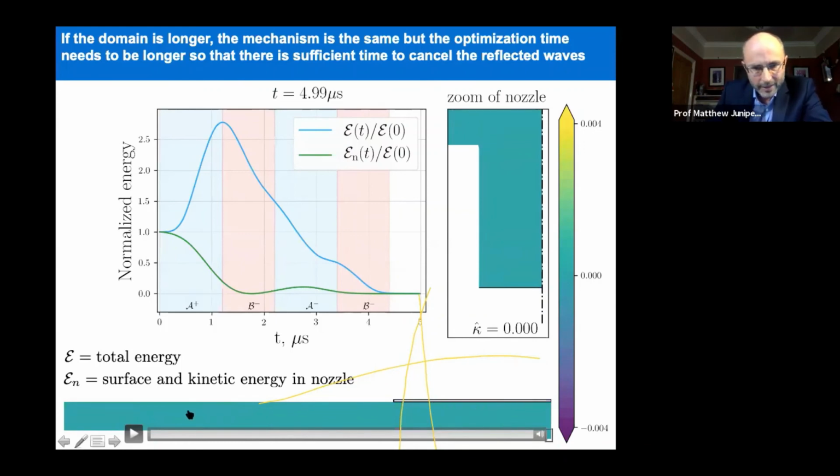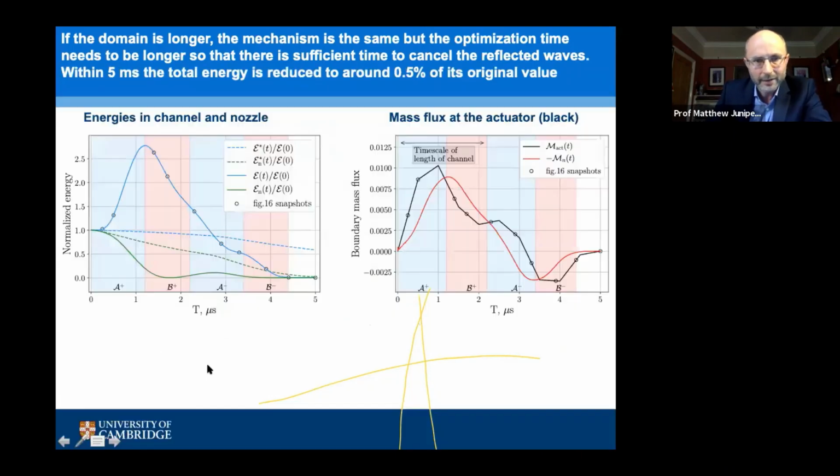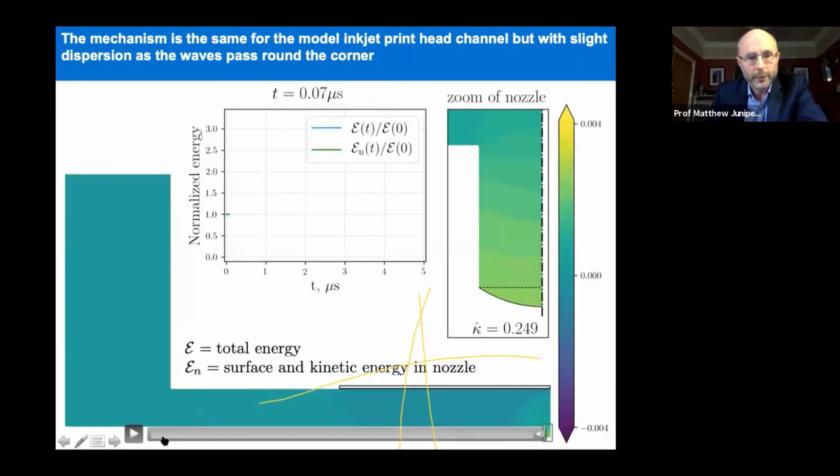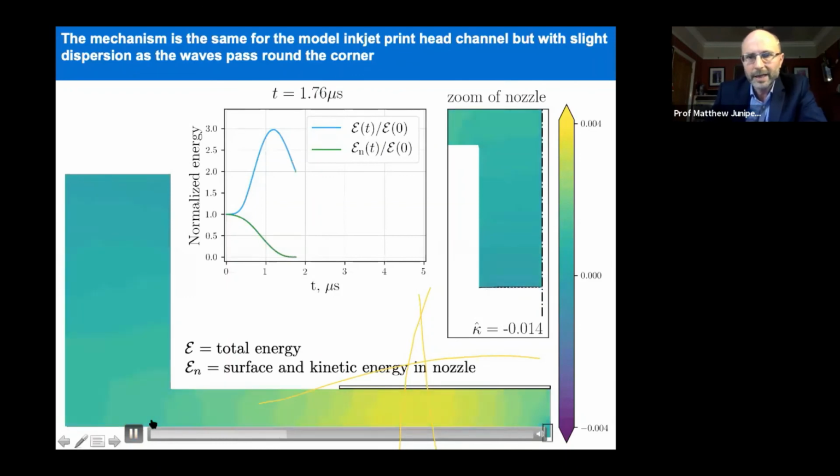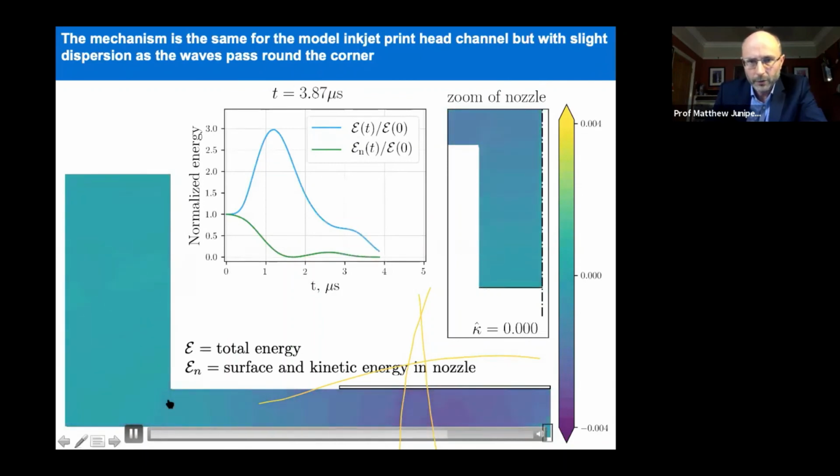Now, I chose that length deliberately because if we take this left hand here and fold it up, we get exactly the same case as the Inkjet Printhead, which has this sort of L shape in it. The mechanism for the Inkjet Printhead is exactly the same as the one we just saw. The difference is there's a bit of dissipation as the wave goes around the corner. So the waveform you apply is slightly smoother for this case than it is for the straight case, because there's a bit more dissipation around the corner.